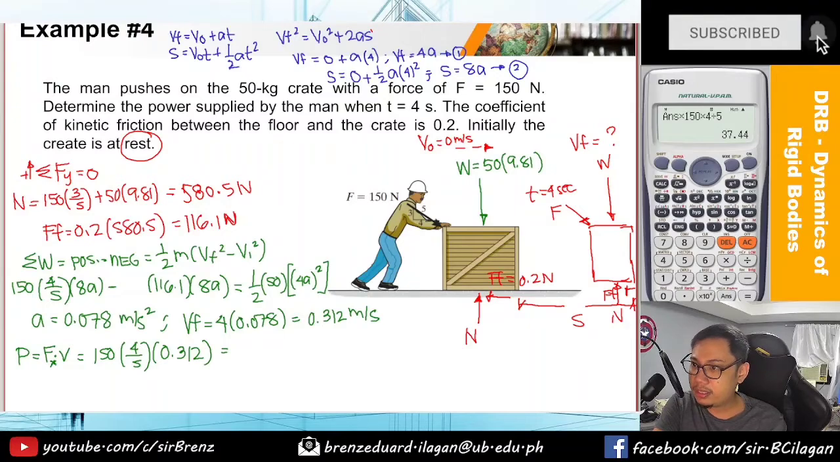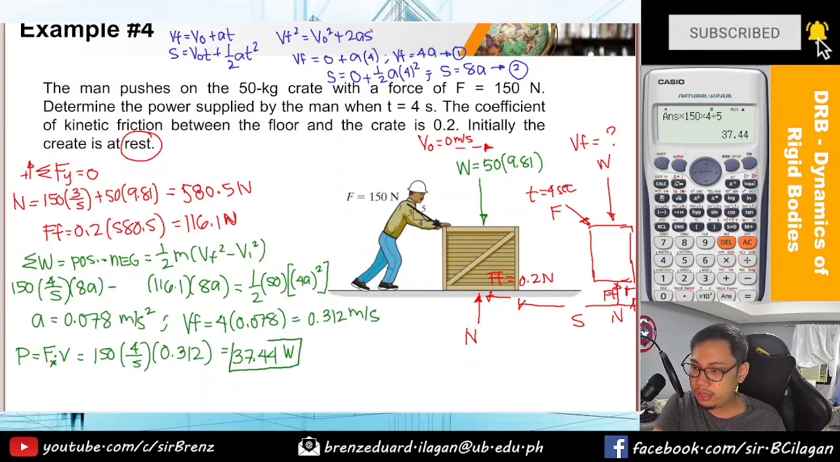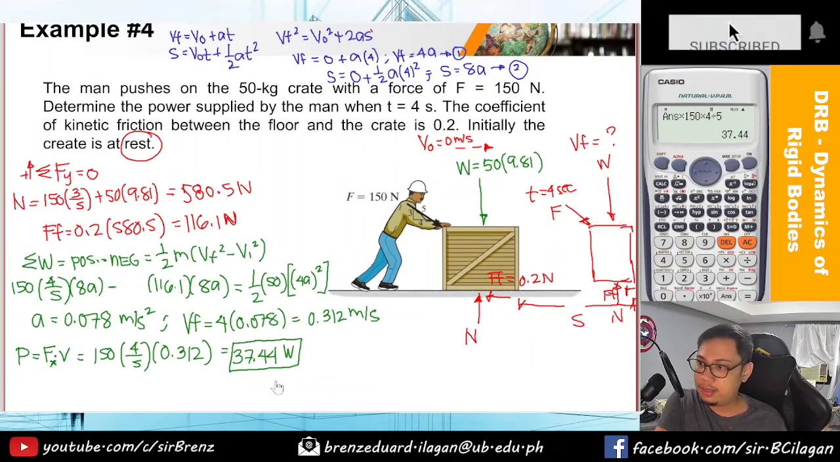Okay, so the answer is 37.44. 37.44 watts. Ano ba ang ano ng watts? W lang yan eh, di ba? Ayan. So if you are required to convert this to horsepower or any unit, so divide mo lang siya ng 746. Okay, so again, I'll give you time to copy this problem.